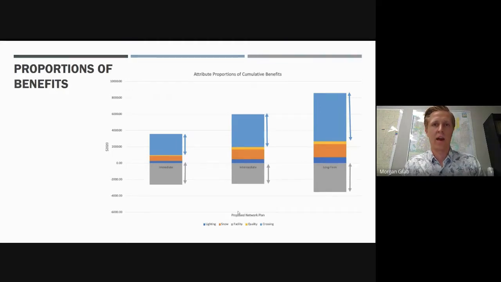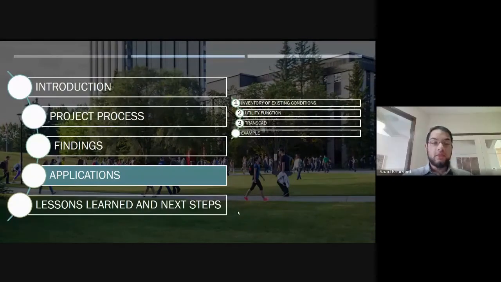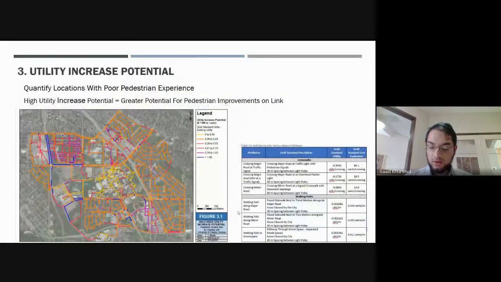So now I'm going to hand it off to Sad to give some potential applications for this process. Yeah, thanks, Morgan. Overall in this project, we blended research work as well as design work and created this method for evaluating pedestrian networks as well as applying it towards our design. In the next part of this presentation, we'll go through some possible applications of this project.